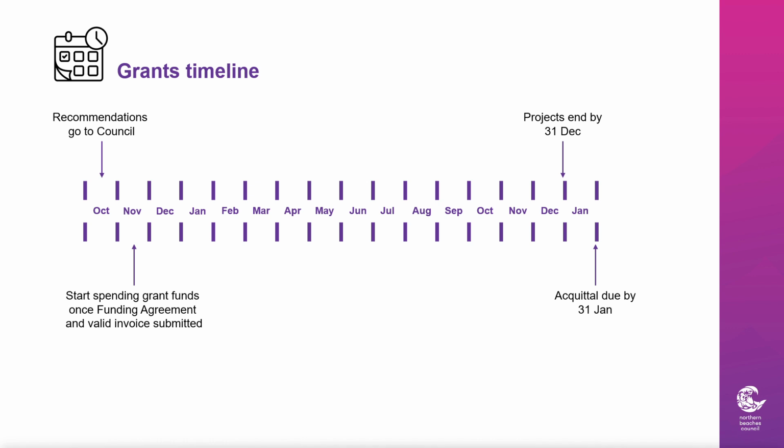The assessment panel's recommendations are due to be submitted for approval at the October Council meeting. Projects that are approved will receive a funding agreement to complete in Smarty Grants. Once you agree to the funding agreement and submit a valid invoice, you are able to spend funds provided through the grant. Please note that any expenses that occur before the funding agreement and valid invoice are submitted are ineligible to be paid for by the grant.